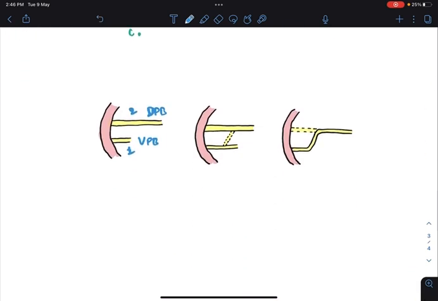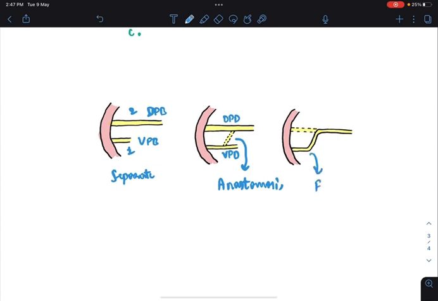See here. First they are separate. Now they are on the left side, right? They are already shifted position. Now they are separate, so what happens is there is formation of an anastomosis or communication between what? The ventral pancreatic duct and the dorsal pancreatic duct. So there is communication, and this communication leads to formation of this final pancreatic duct, that is the duct of Wirsung.